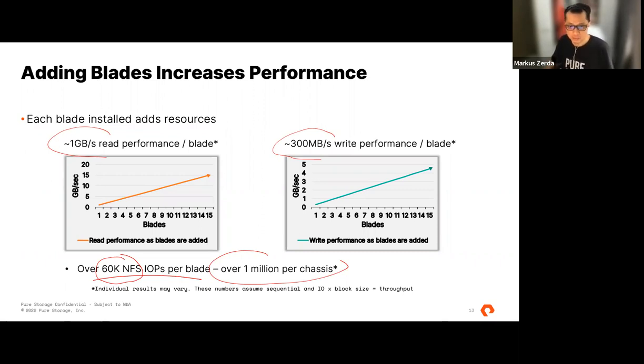Yeah. So this is the performance in terms of read and write per blade, right? And you can multiply this by the number of blades that you add on your cluster. Okay.